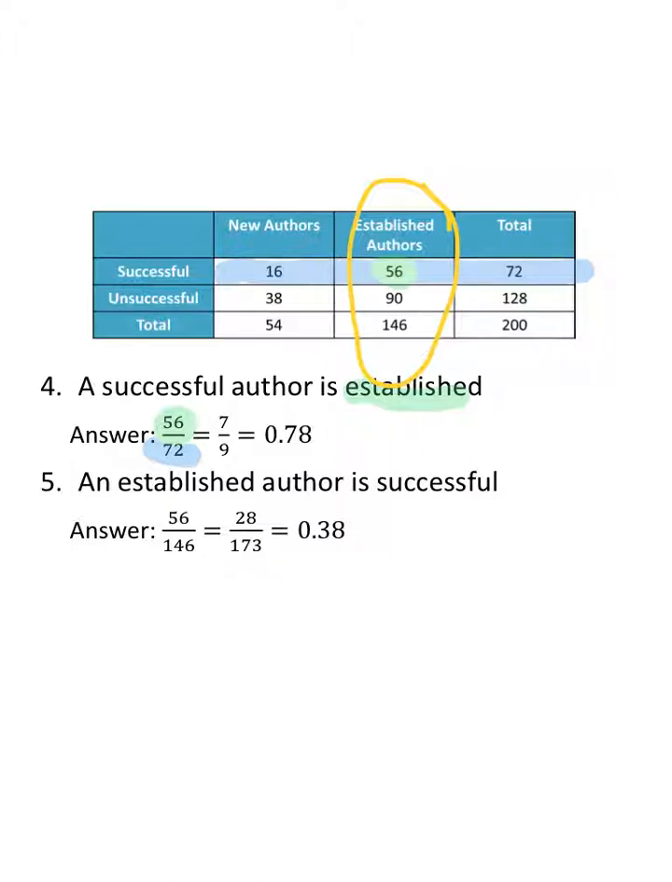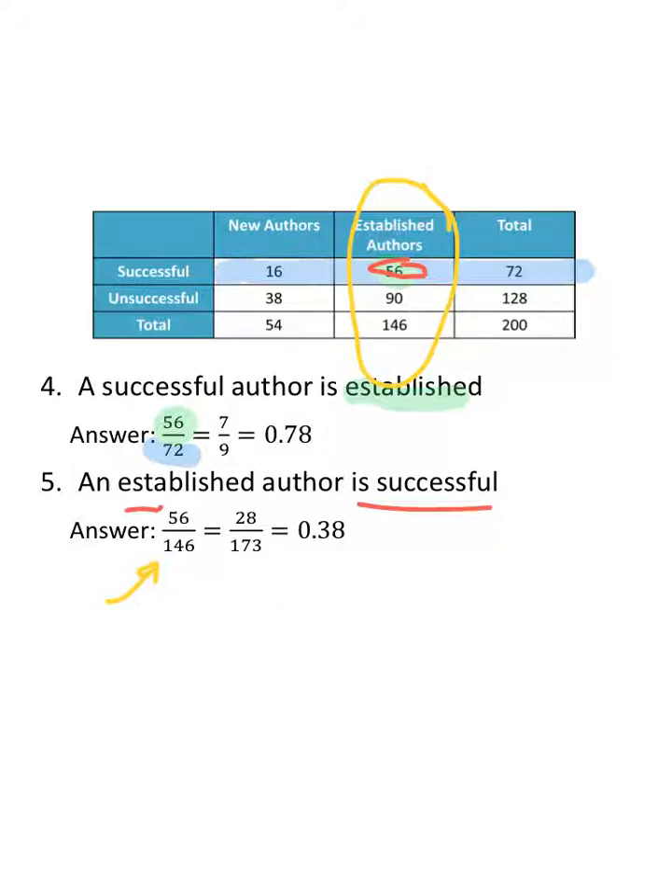An established author, 146 of those, is successful. So I'm only looking at established authors as my total. I'm looking at these 56 that are successful. 56 out of 146 simplifies to 0.38.